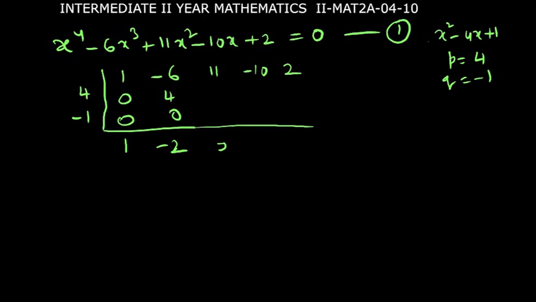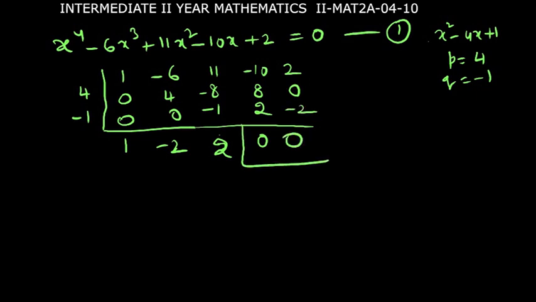4 into minus 2 is minus 8. Minus 1 into 1 is minus 1. So 11 minus 9 is 2. Okay. 4 into 2 is 8. Minus 1 into minus 2 is plus 2. So this becomes 0. Minus 1 into 2 is minus 2. So you will get 0 as remainder.